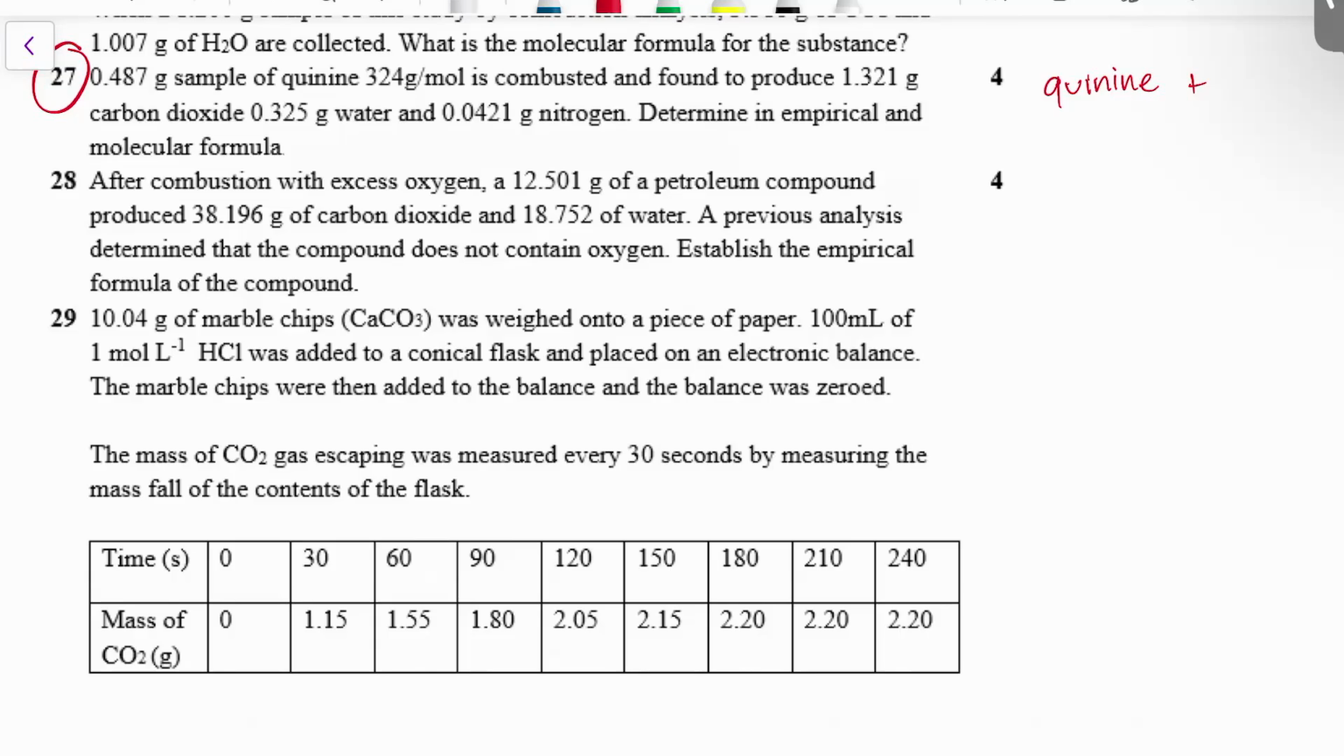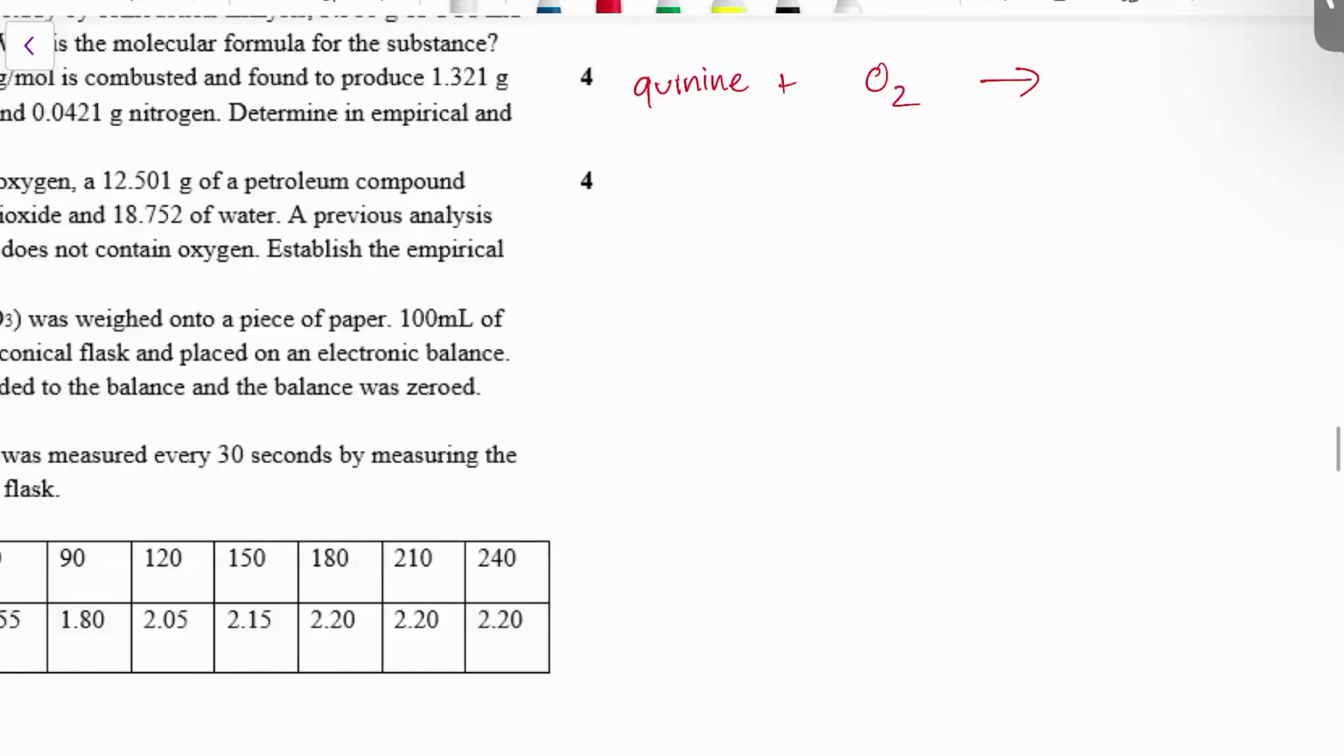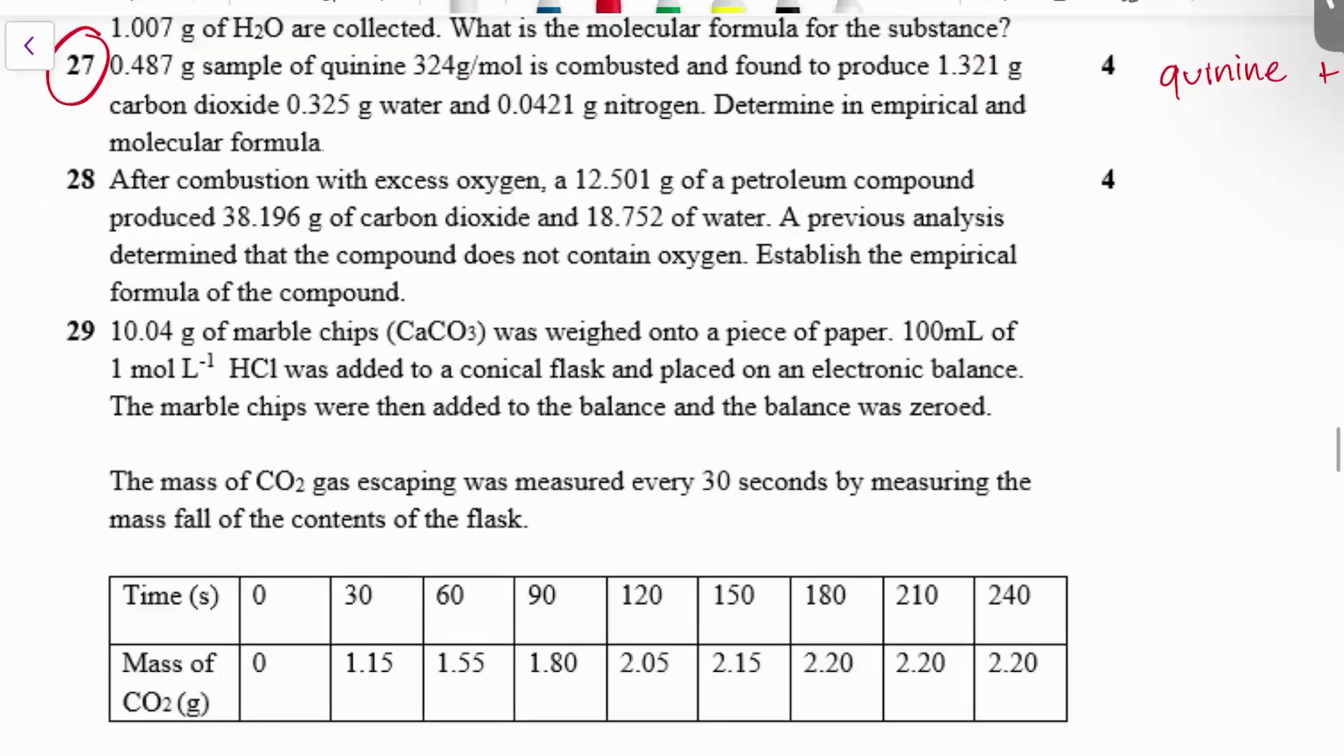What is combustion? What am I reacting quinine with if the question says I'm combusting? It's in air. What's the component of air? Oxygen. Okay, so what's the formula that oxygen exists as? Because I know oxygen is O, but in real life it floats around as O2. Good, thank you. And then on the right, you've got carbon dioxide. Tell me what's the formula for carbon dioxide?